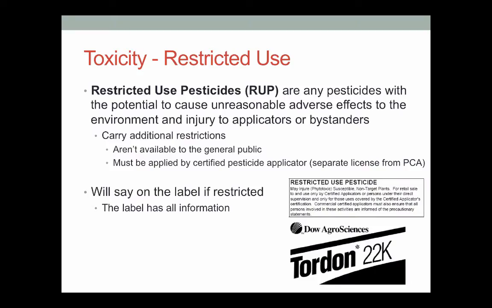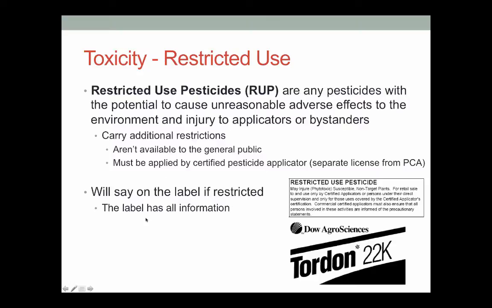And then finally, the last point I wanted to touch on was that as far as toxicity is concerned, some pesticides are grouped as restricted use pesticides, or RUPs. These are any pesticides where the potential for them to cause adverse reactions in the environment or injuries to people are high enough that you can't buy them on the free market. You have to buy them through a certified applicator, or at least you need a certified applicator to apply them to your fields. So these are generally chemicals that aren't available to the general public. They must be applied by a certified pesticide applicator, which is a completely different license from a PCA license. You have to go through a whole different set of training to get that.